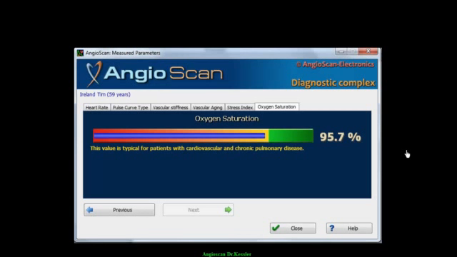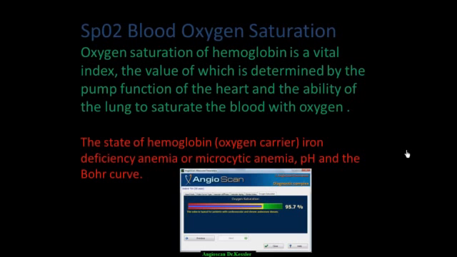I'll go over the normal values for you in just a minute. We're talking about oxygen saturation. We're talking about the hemoglobin that we're measuring, which is determined by the pump function of the heart and the ability of the lung to saturate the blood with oxygen. Hemoglobin is the oxygen-carrying molecule that holds on to the oxygen, and that can be affected by iron deficiency anemia or microcytic anemia. And pH can have an effect.